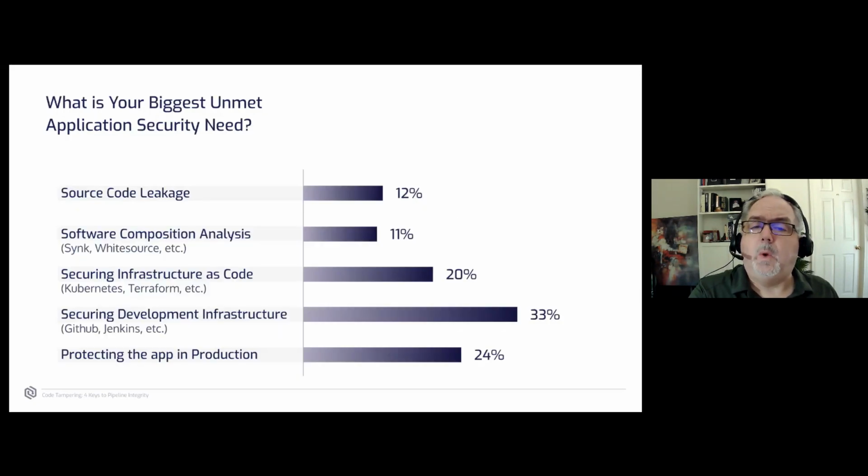To understand what other gaps exist at organizations, we conducted a poll of their biggest unmet security need. It's perhaps no surprise that securing development infrastructure came out on top, being the biggest gap at 33% of respondents.